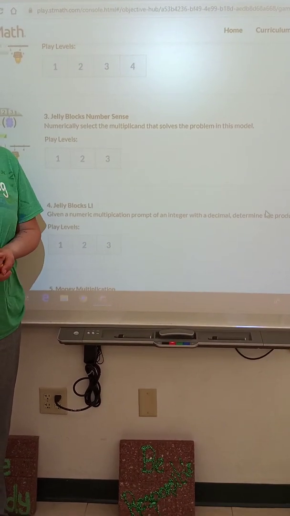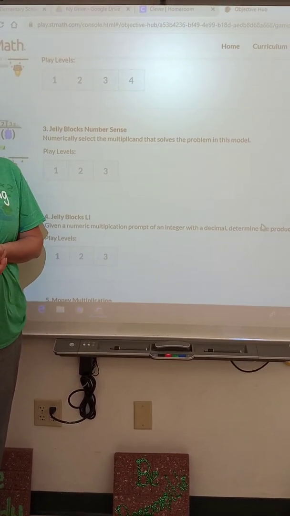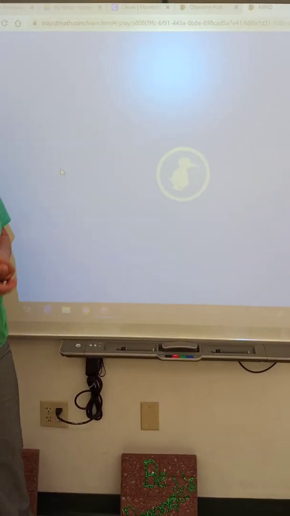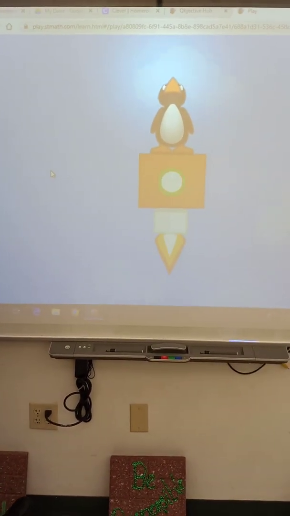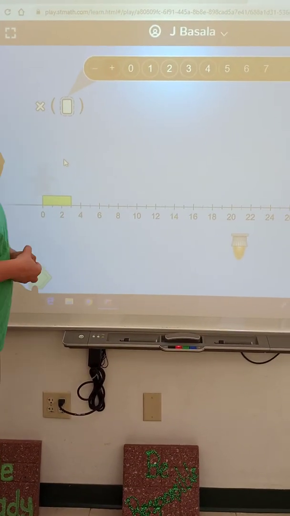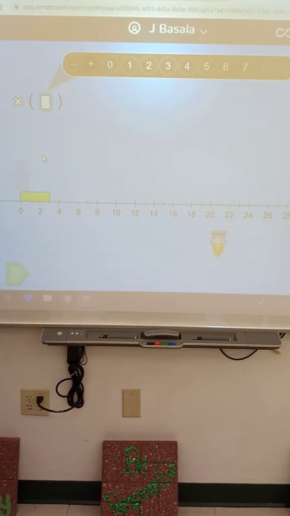Going to do STMath for 6th grade, decimal multiplication, part 3, jelly blocks number sense. There are 3 parts, 3 levels.